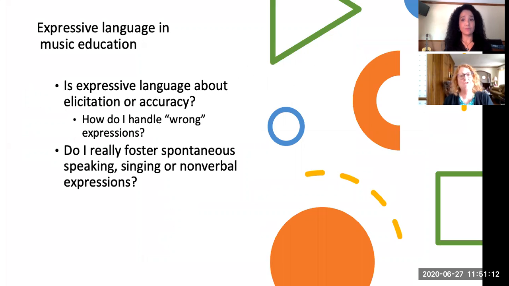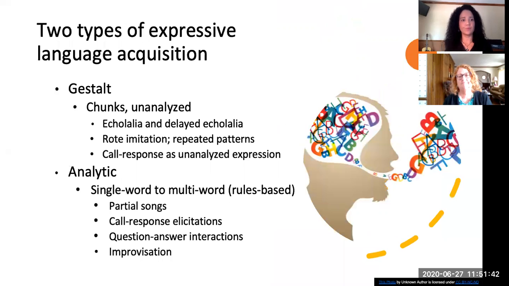So now we're going to shift, go ahead. And so when we think about expressive language and music education, shifting, as Elaine was saying, shifting gears here, we're going to talk about, is expressive language about elicitation or is it about accuracy? So again, going back to that culture that you are providing for your students, and how do I handle these wrong expressions? What do I do there? And then do I really foster spontaneous speaking, singing, or nonverbal expressions, or am I really trying to elicit very narrow expressions in my space?